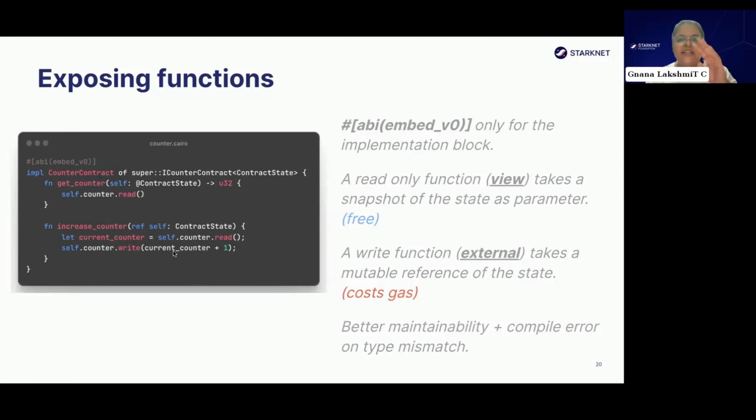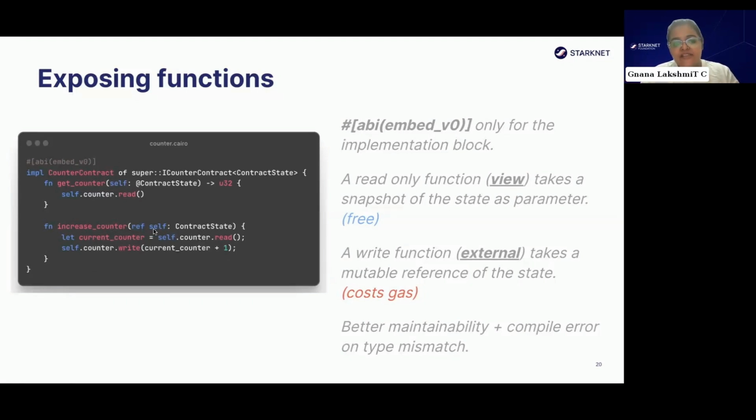So there are three takeaways from this particular slide on exposing functions. One is that you want to expose all of your functions within an implementation block so they can be called externally, so you need to add an ABI embed annotation. Another is the functions themselves. If the function is read only, it's only doing read operations, you can have a self parameter, and this only takes the snapshot of the state as a parameter. Or if you want to write, then you have to take a reference, and this takes a mutable reference of the state. Of course, this costs gas, and this is free.